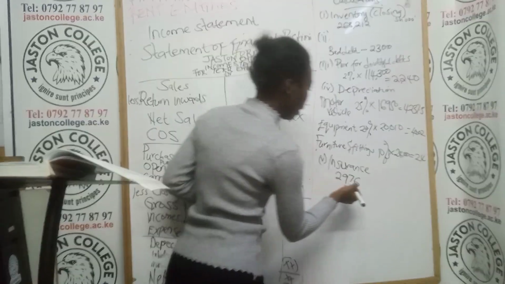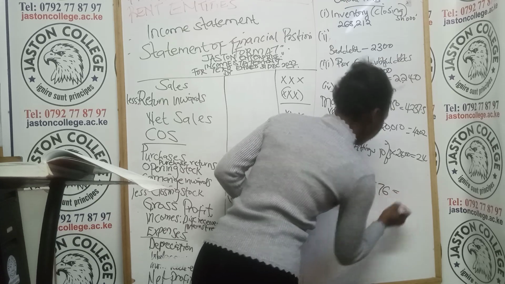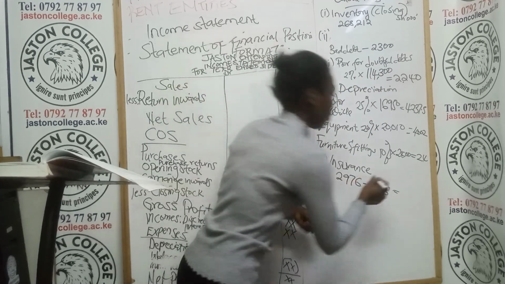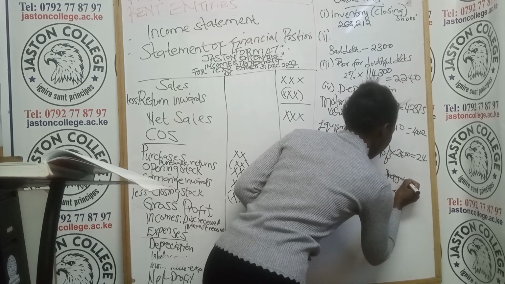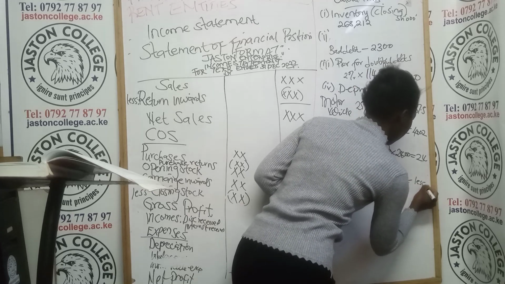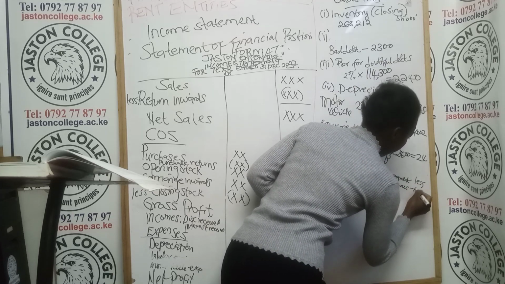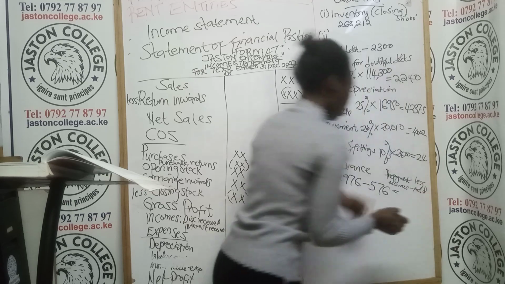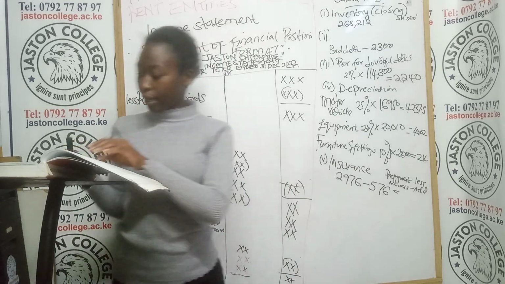So we will come here, we less 576. So prepayment we less, accruals we add. Take note of that, and we will get our answer.